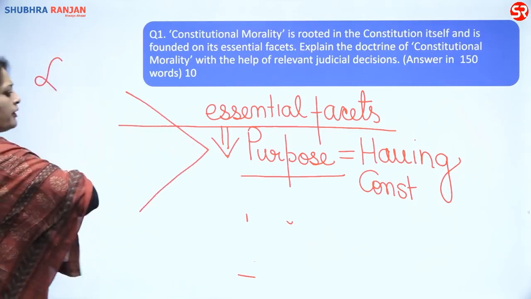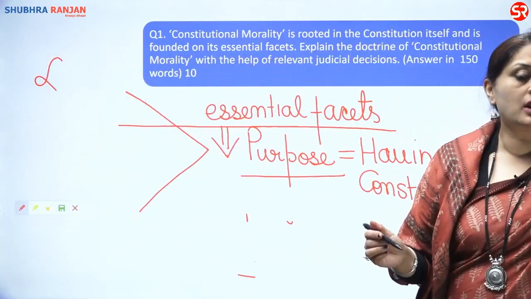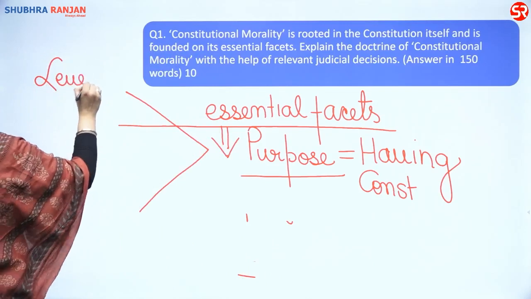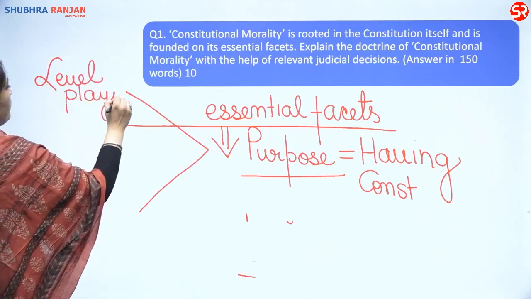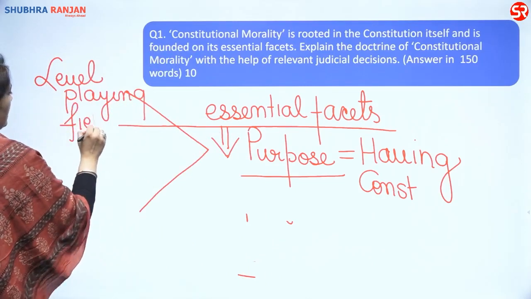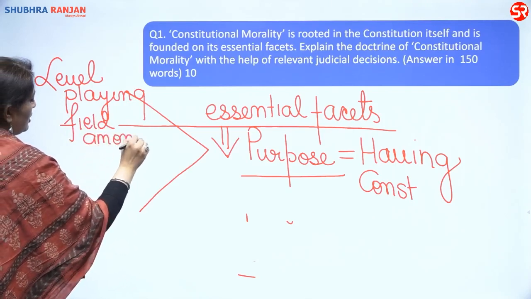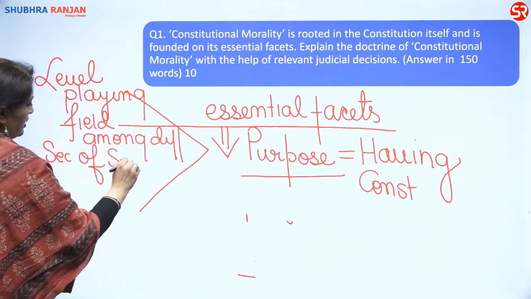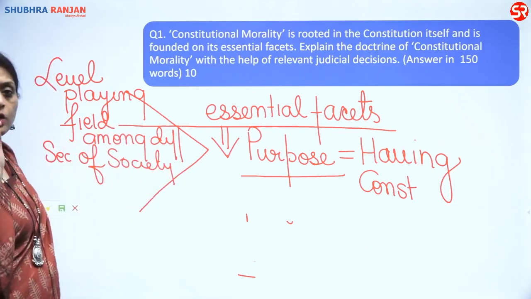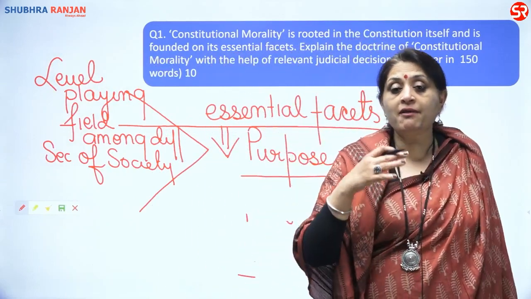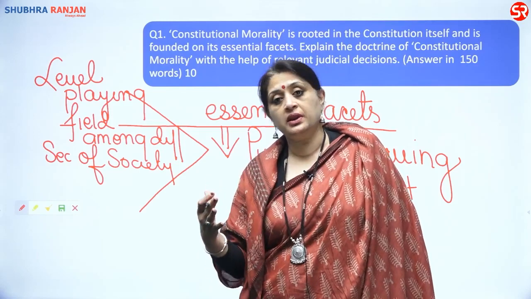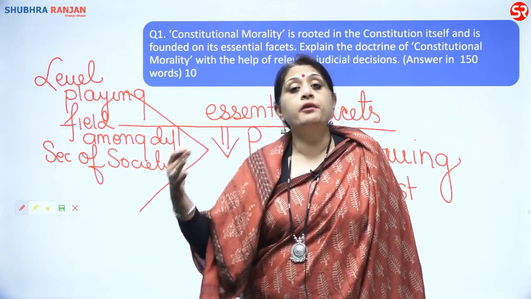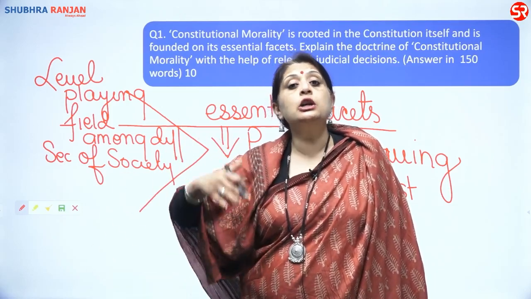First, in different constitutions, the spirit may be different. Now, what is the spirit behind having the Indian constitution? To establish a level playing field among the different sections of society. Fine, because Indian society has been a very, very unequal, hierarchical society. There have been hierarchies of caste, class, religion, gender, and race.